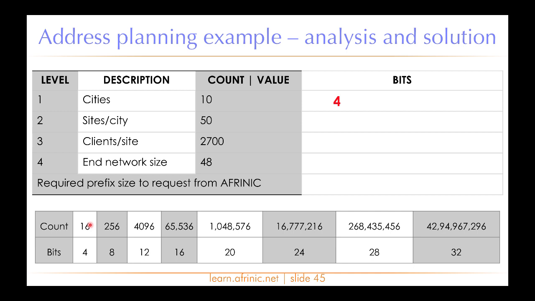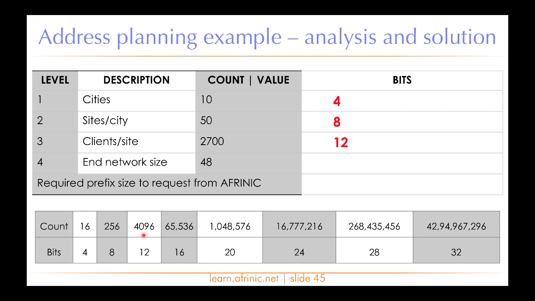Similarly, for 50 sites per city, if you look down to the table, the closest integer equal to or greater than 50 is 256. That gives us 8 bits to reserve for sites within each city. And finally, for the 2,700 clients at each site, if we come down to the lookup table, we see that the closest thing is 4,096, and that's 12 bits.